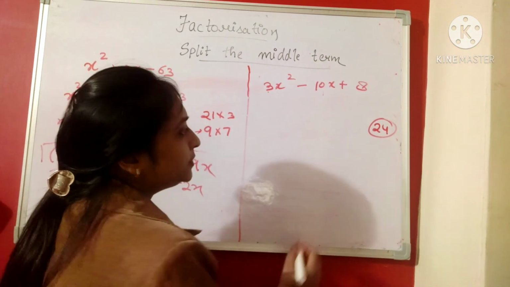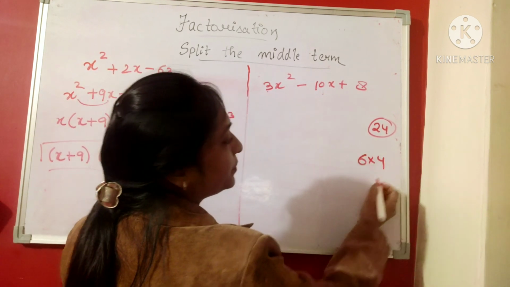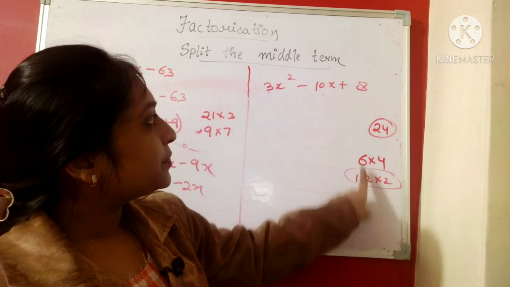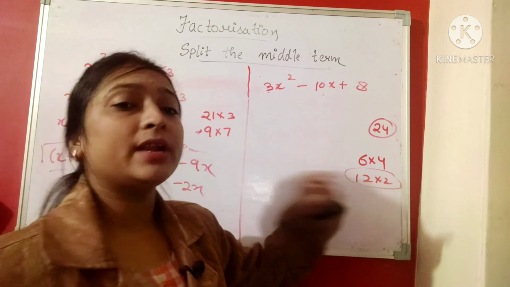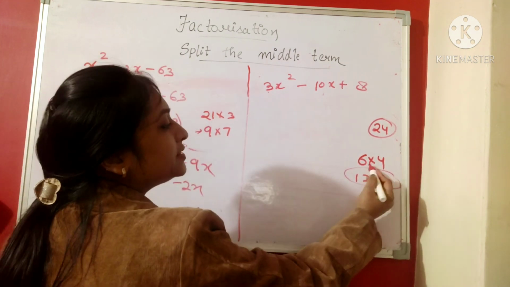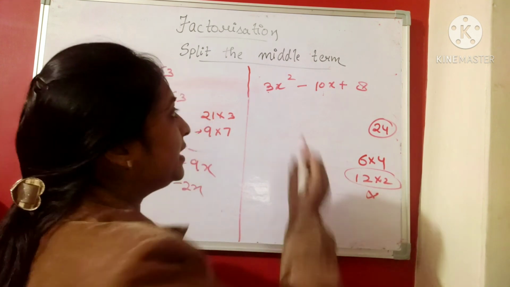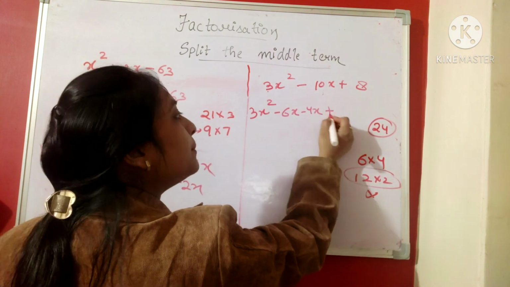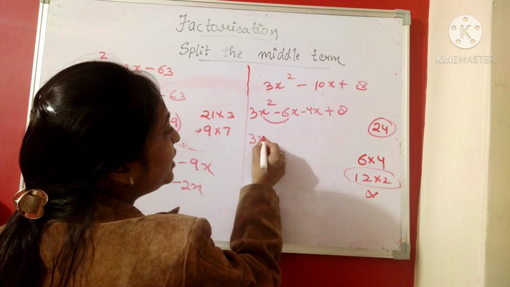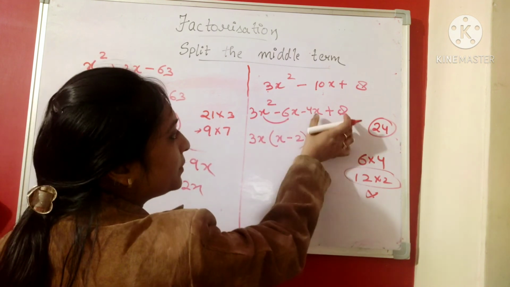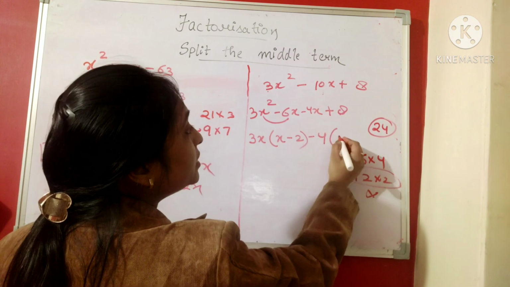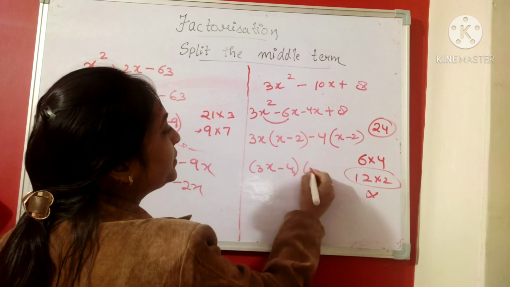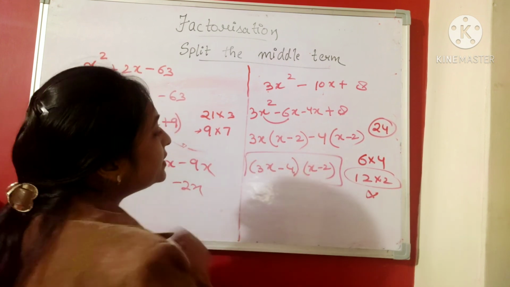So what are those conditions? Let's have 6 fours and 12 twos are 24. So this will not be there because the addition should give 10 and here 12 plus 2 will give 14, which is not possible. 6 plus 4 is 10, but here we have minus. So it's okay. We will write minus 6x minus 4x plus 8. Now, from these two terms, we will have 3x common. So x minus 2 will be left. And here minus 4 we will take common. So x minus 2 will be left again. So in one bracket, 3x minus 4 and x minus 2 is left.